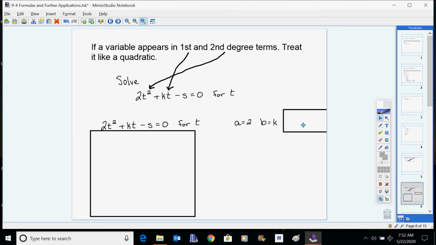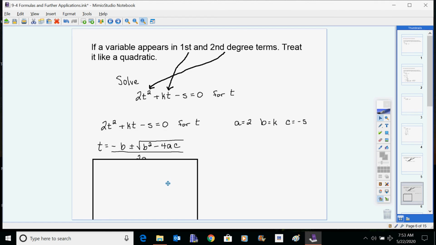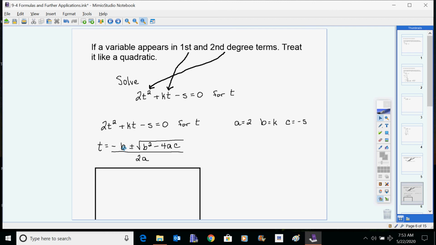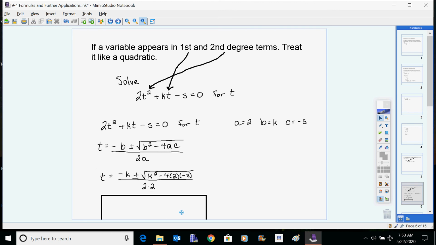A is 2, B is k, and c is negative s. So you still want to use your quadratic formula, negative b plus or minus square root of b squared minus 4ac all over 2a. But, like I said, you've got variables. So negative b becomes negative k plus or minus the square root of k squared minus 4 times 2 times negative s all over 2 times 2.